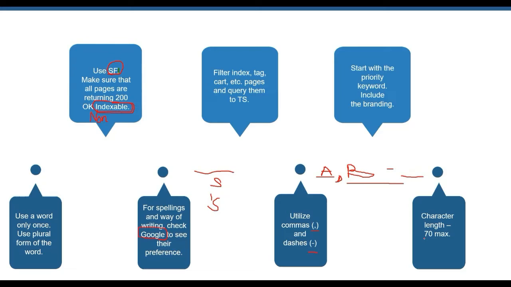And just like the meta description, we have a maximum character length. For the title tag, it's 70 maximum. Okay, if you want all the characters in your title tag to be visible on the search engine result, you have to limit your character length to 45 or up to 50.